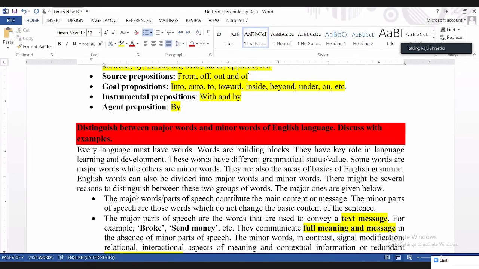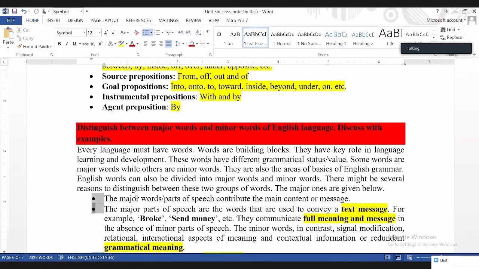Major words or major parts of speech contribute the main content or message. The major parts of speech are those words which do not change the basic content of the sentence, and they are the words that are used to convey the text message. They communicate full meaning and message even in the absence of minor words.